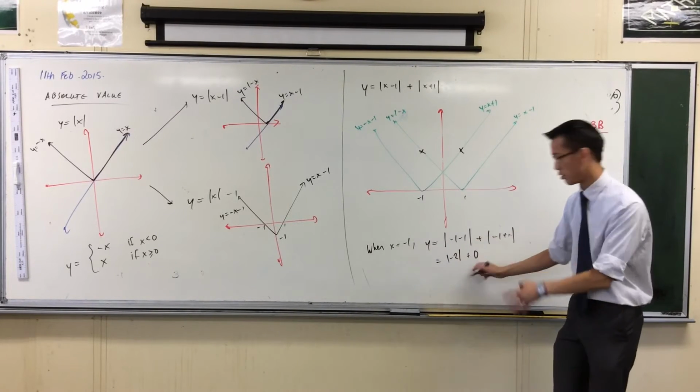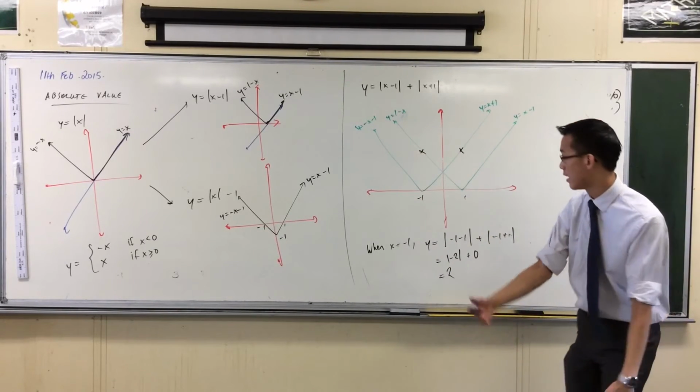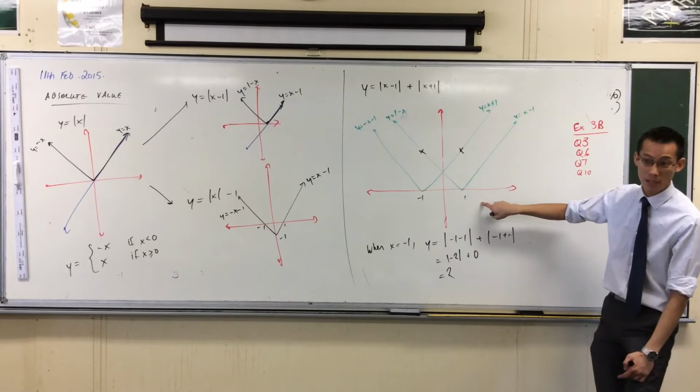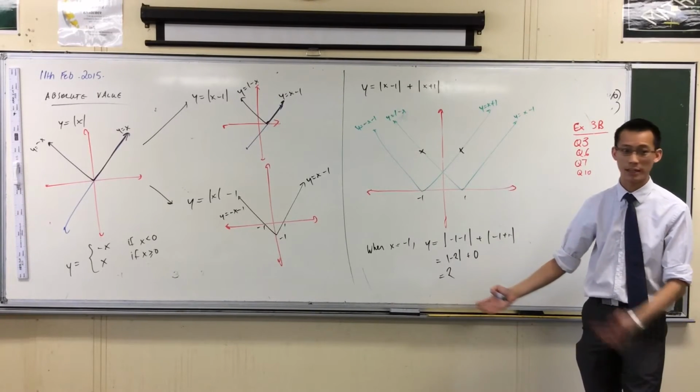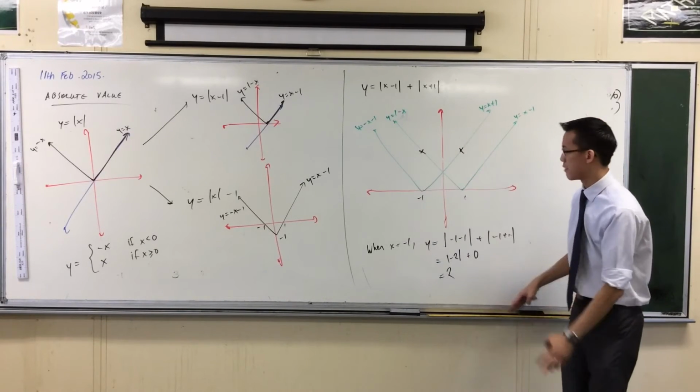And the absolute value of negative 2 is, sure enough, just 2, like I expected. And I can replay this again. If I substitute in x equals positive 1, I'll still get 2. Okay? All right, now, think with me. We'll do it visually, and then we'll do it algebraically.